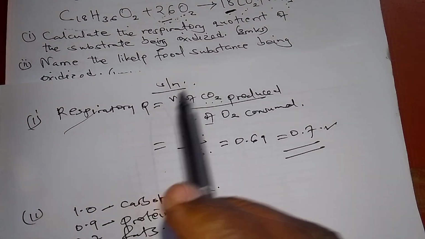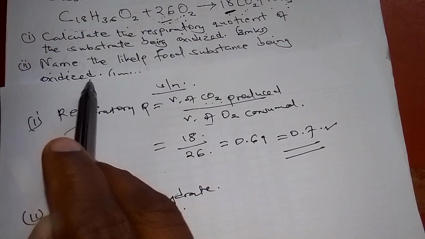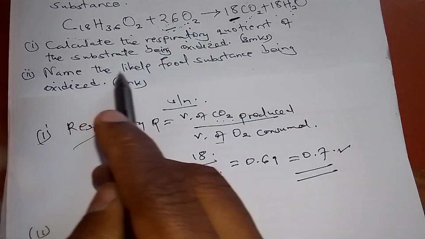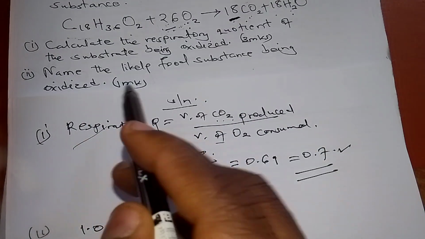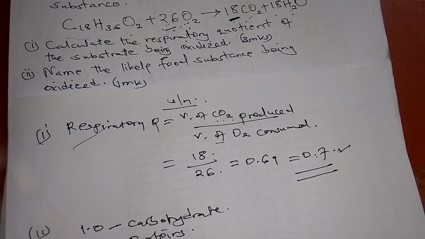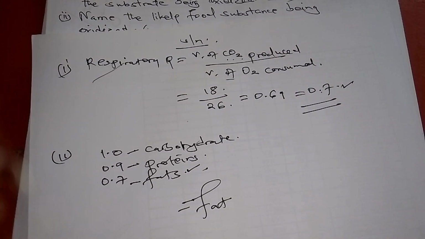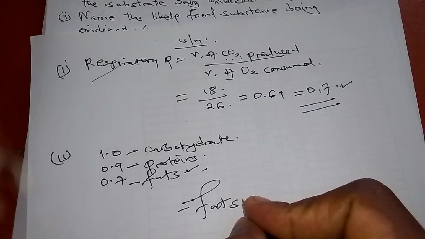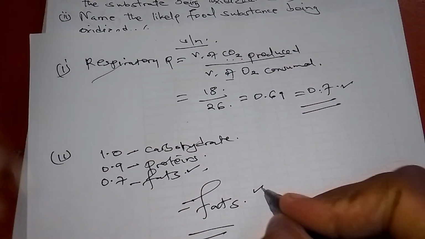So if you are told to name the food substance being oxidized, it is 0.7. And what is 0.7? Fats. So we have this one to be fats. So this is our answer.